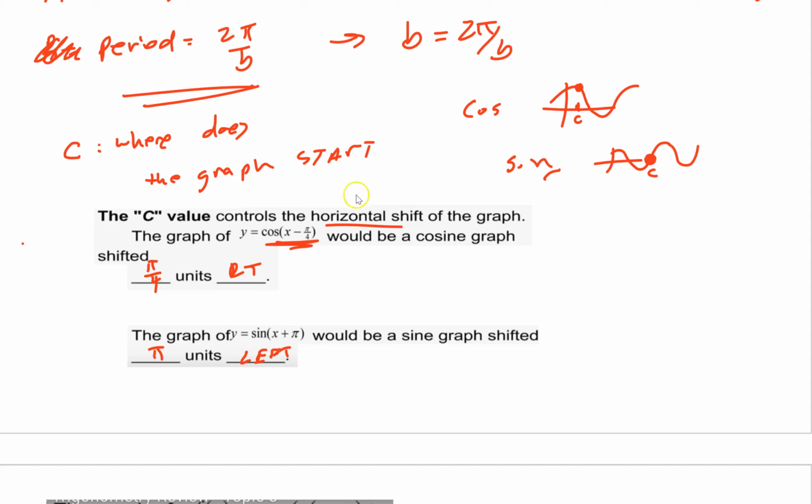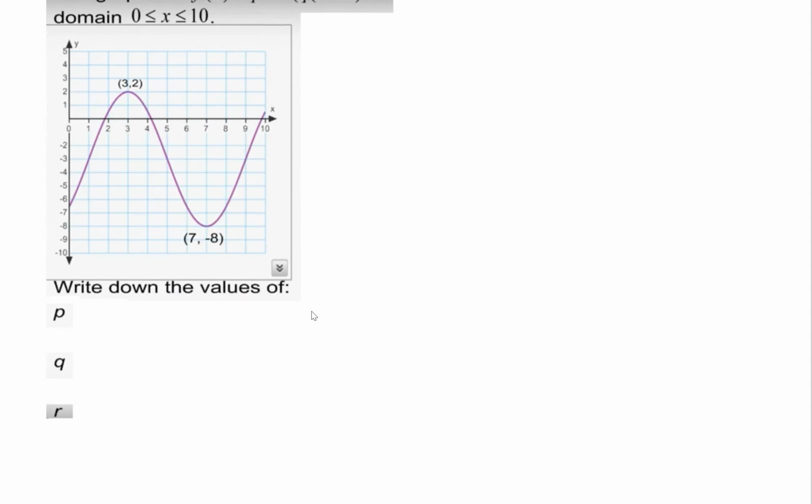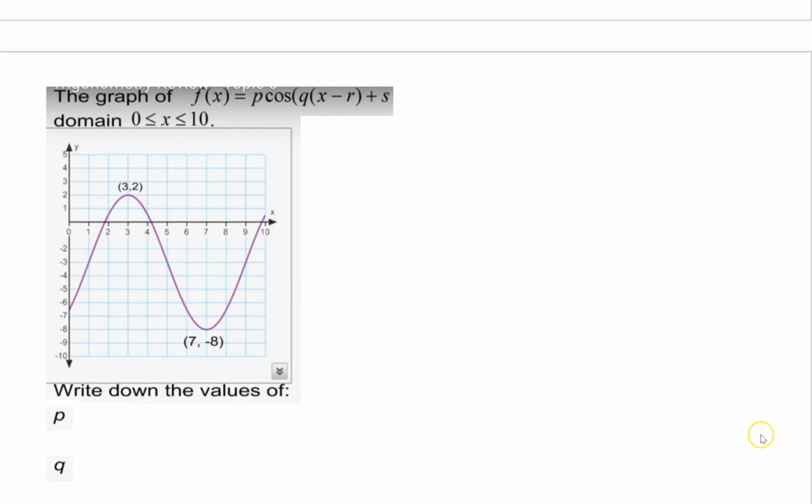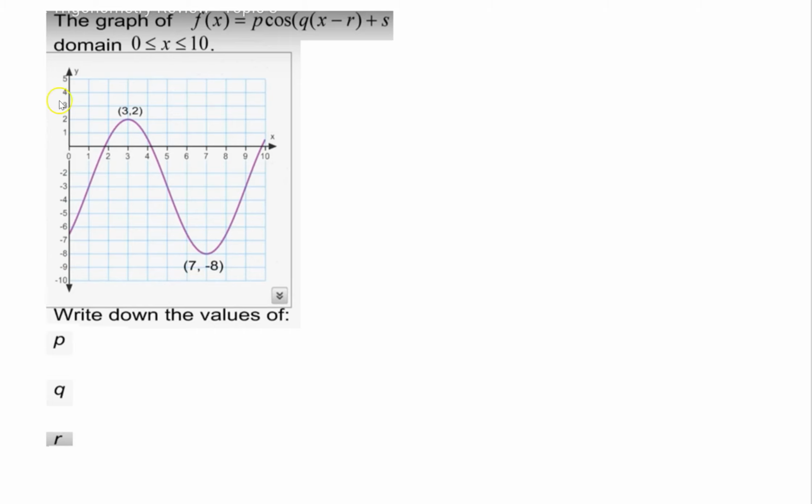So now let's actually use all this in a modeling technique. Here's my graph from 0 to 12. They want me to fill this out. Now again, notice how the letters don't mean a thing. You gotta know them yourself. I know this is the amplitude, this is like the B, this is a horizontal shift, that's a vertical shift.